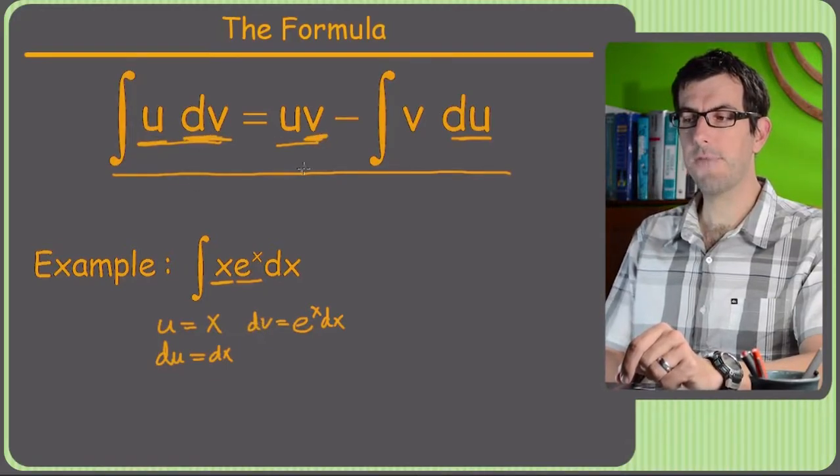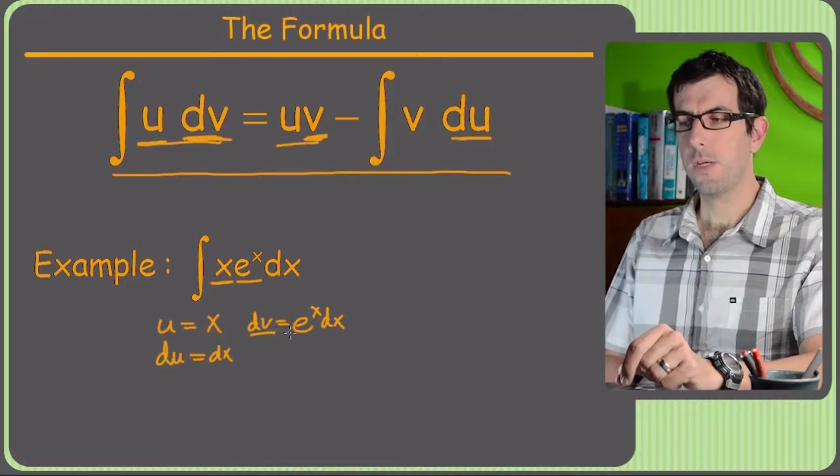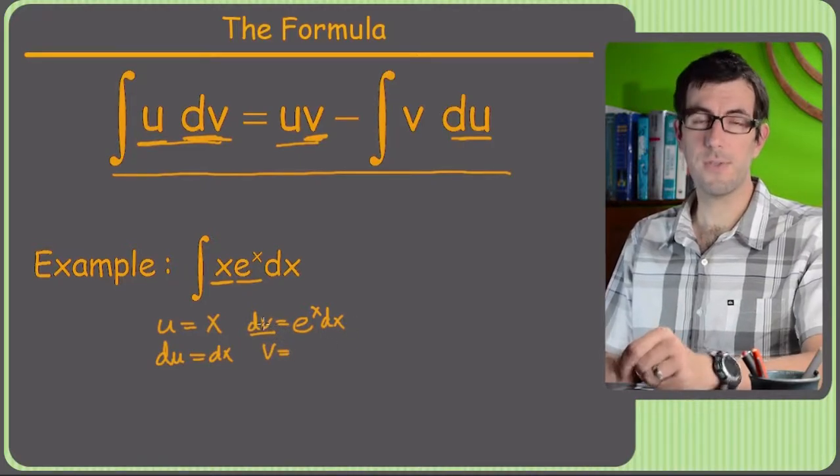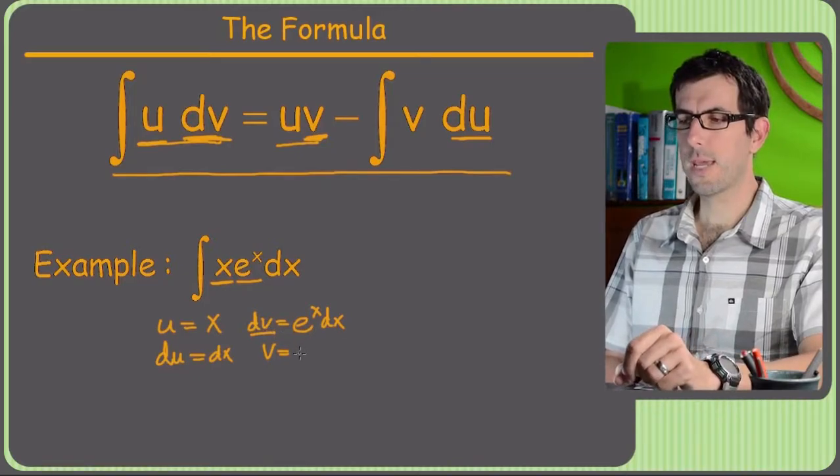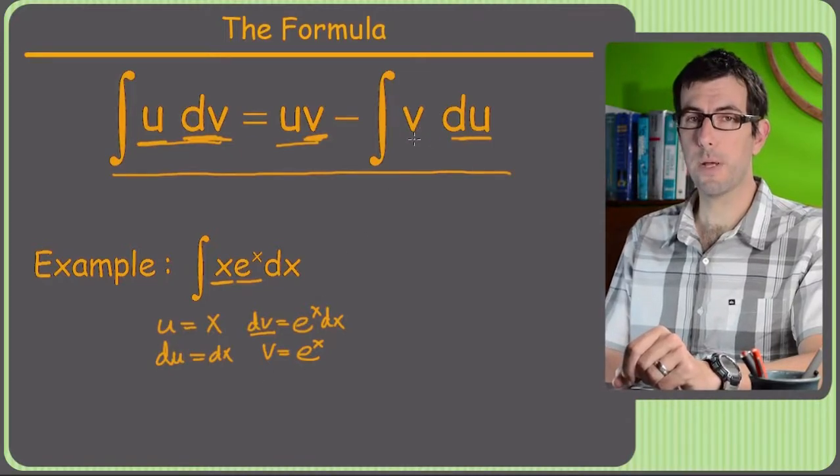So to get v, you're going to have to integrate dv. If you integrate e to the x dx, the integral of dv is just v, and on the right side, you just get e to the x. All right, so now we've got the four things that appear in the formula, so we can just plug and chug through it.